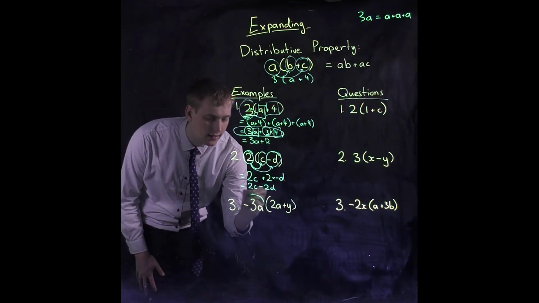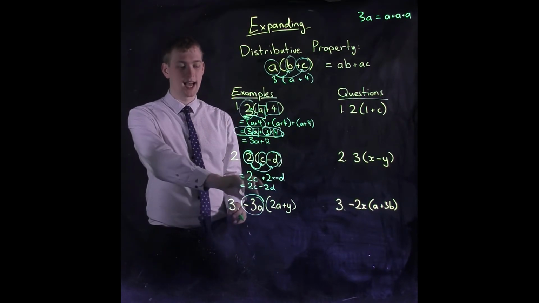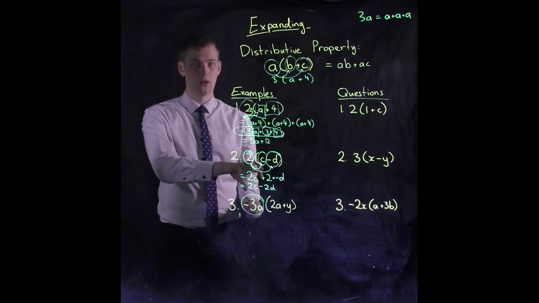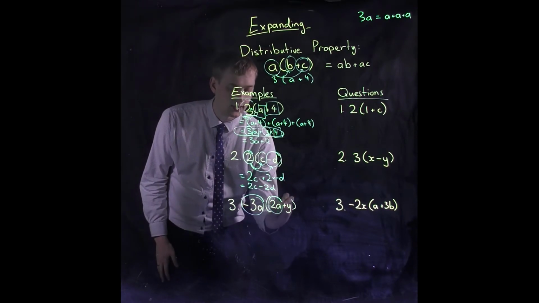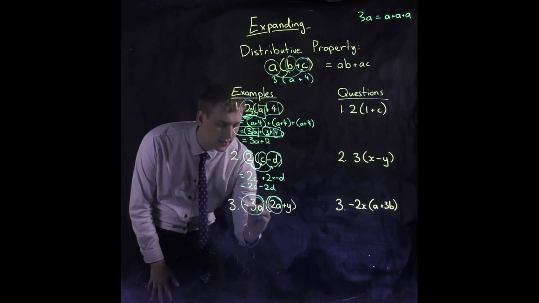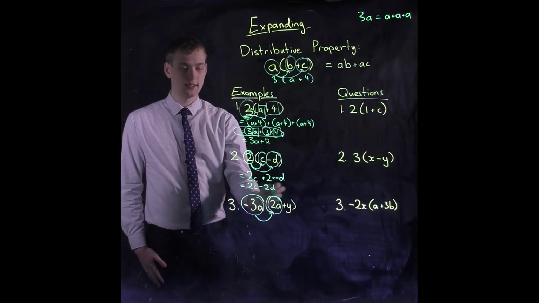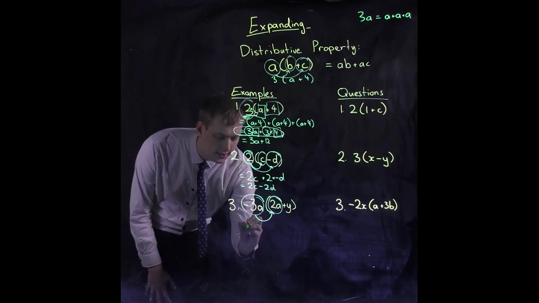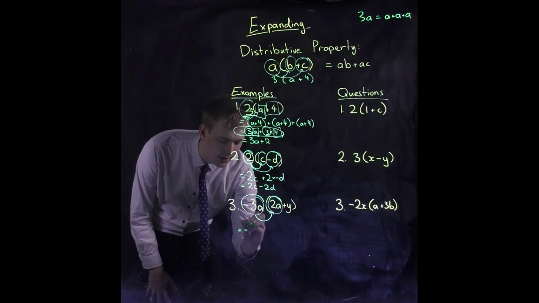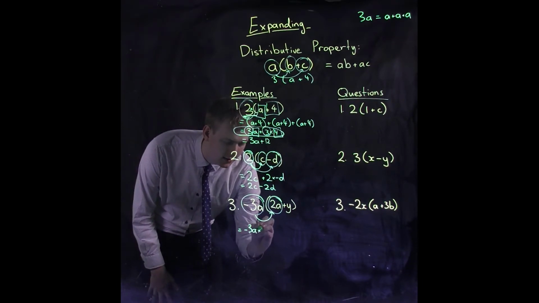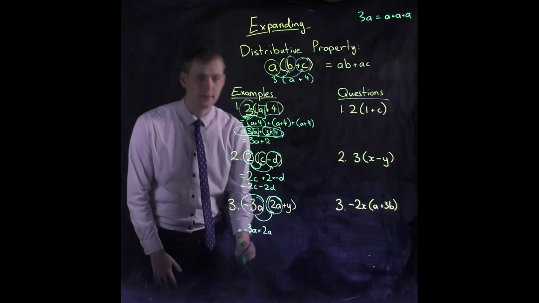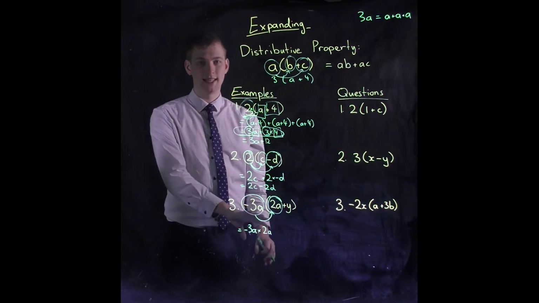So here, we're going to circle this entire thing out the front. We want to make sure we get all of it. Then we're going to circle our 2a. And we're going to draw an arrow. Now again, we're just going to multiply the first thing by the second thing. So this equals minus 3a times 2a. And we can simplify this later. We're just going to leave it like that for now.